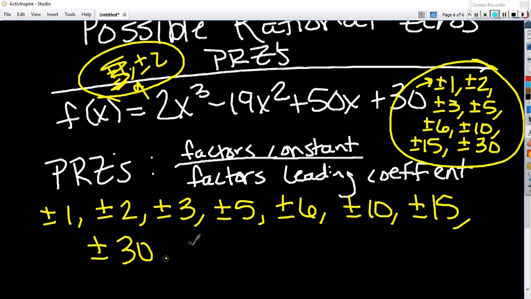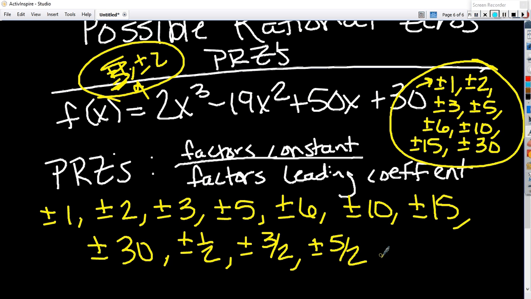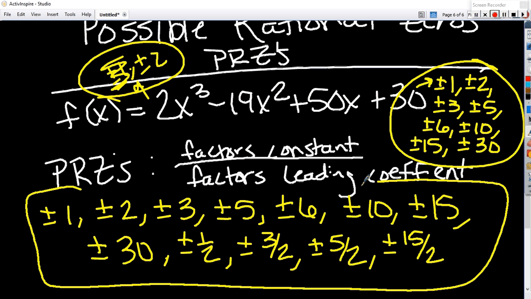Okay, so 1 divided by 2 is 1/2. 2 divided by 2 is 1. That's already on my list. 3 divided by 2. 5 divided by 2. 6 divided by 2 is 3. That's on my list. 10 divided by 2 is 5. That's on my list. 15 divided by 2. And then 30 divided by 2 is 15, and that's on my list. So the PRZs, or the possibilities that I have, are this list of numbers. Does everybody see where those numbers came from?